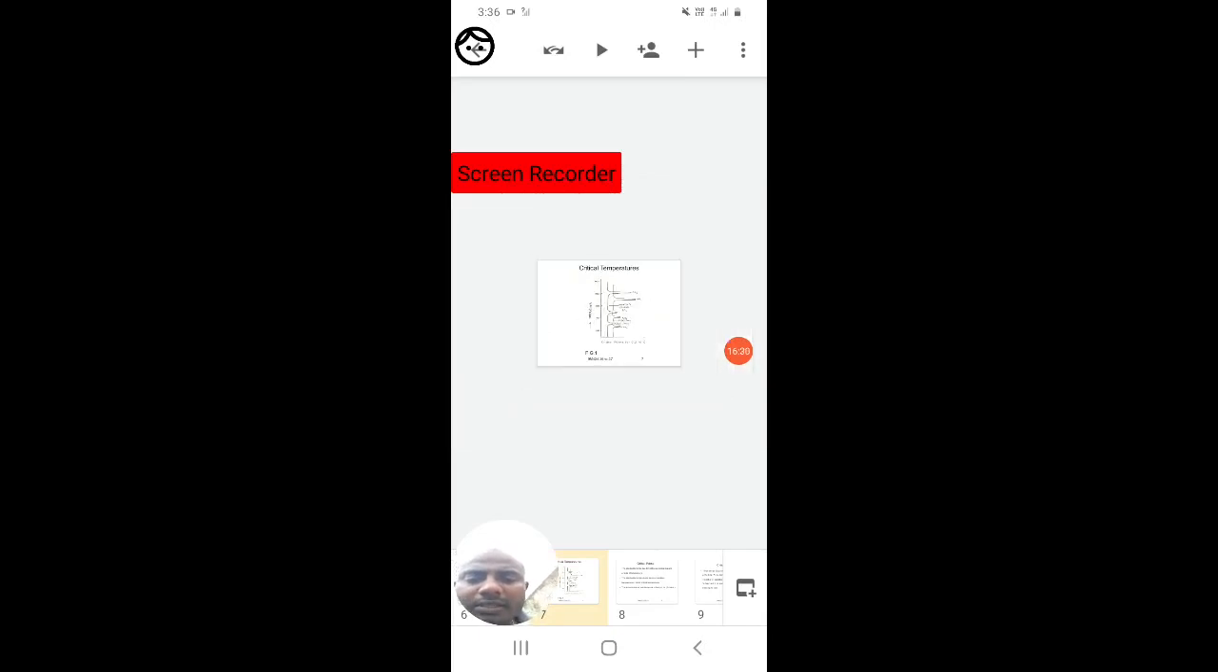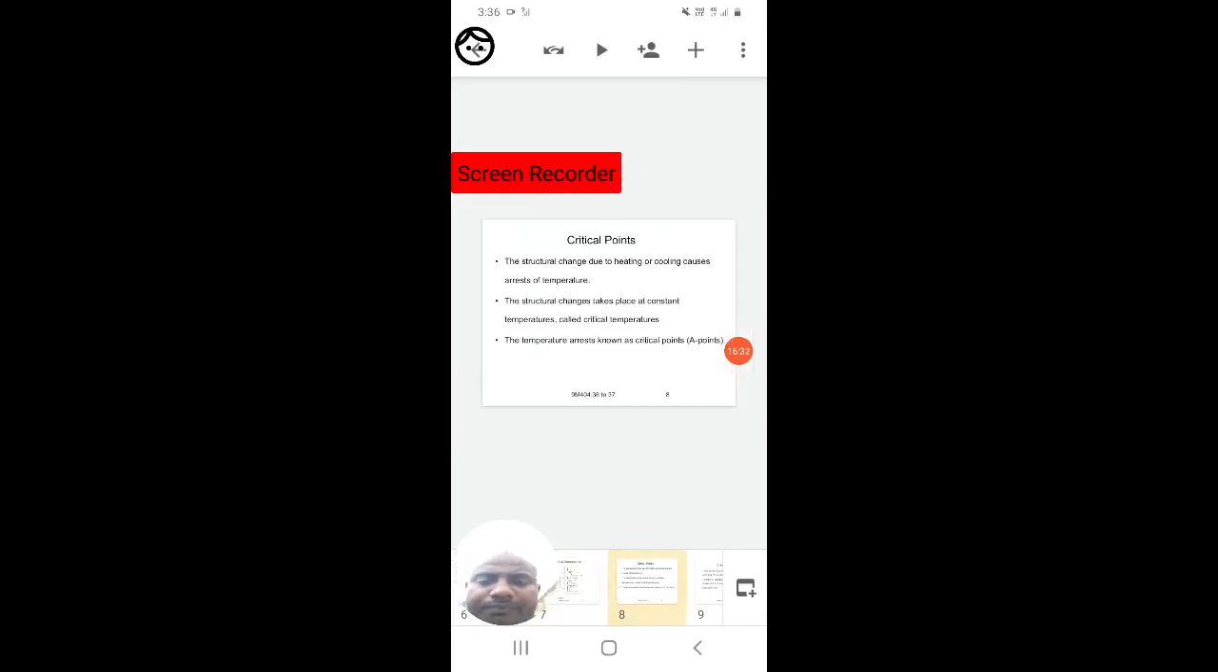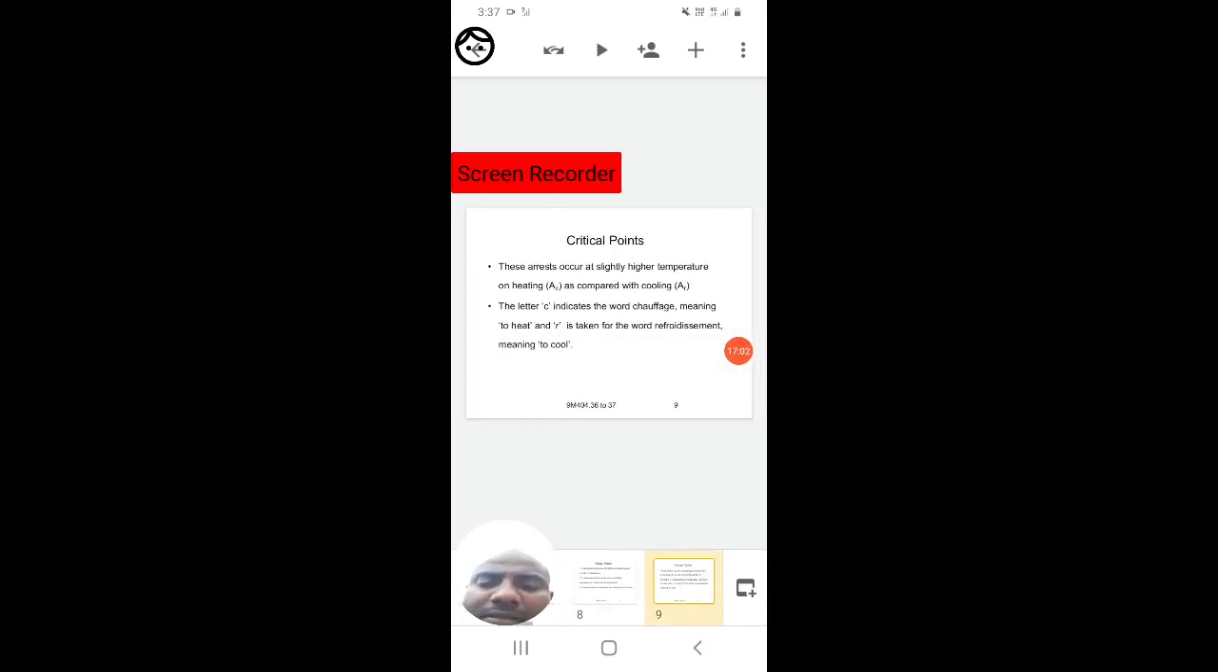Next, you will see the critical points. The structural changes due to heating or cooling cause arrests in temperature. That is called critical points. The structural changes take place at a constant temperature. The temperatures at which structural changes take place are called critical temperatures. The temperature arrest is known as a critical point.